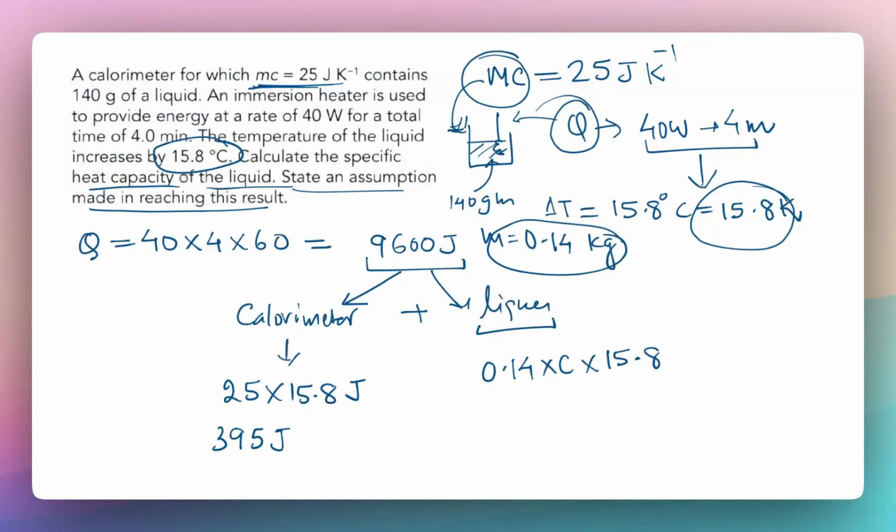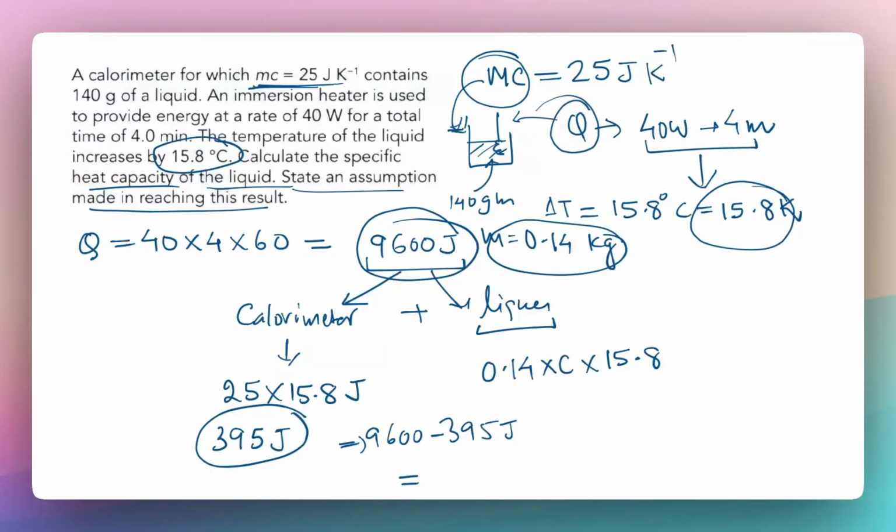Now 9,600 joules of energy is coming, of which the calorimeter is going to take away 395. So we are going to end up with 9,600 minus 395 joules, and that is roughly around 9,200 joules. We round 395 to 400, so roughly 9,200 joules. And that is equal to 0.14 into c into 15.8, which is the heat consumed by the liquid. From here, we can simply calculate the c.